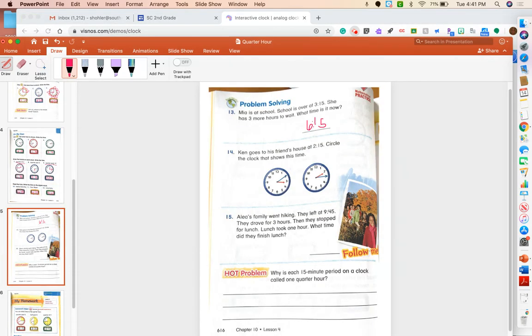Okay, number 14. Ken goes to his friend's house at 2:15. Circle the clock that shows this time. So we talked and we know that any time that it's at 15, what number should the minute hand be pointing to? Should be pointing to the 3. So which one is the minute hand? Remember, the minute hand is the longer one. So this clock shows 2:15. Sorry, boys and girls, that's all I have time with. You can try number 15 in the hot problem on your own, but good luck, and I will talk to you soon.